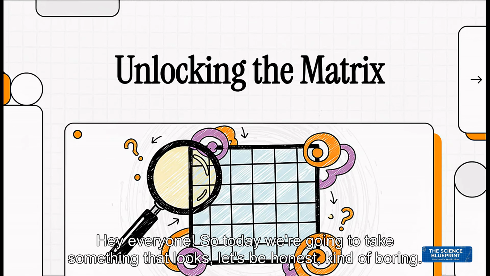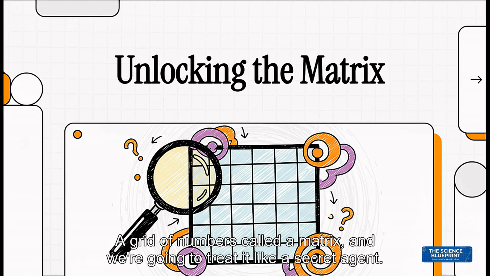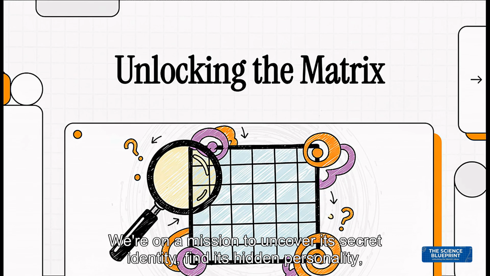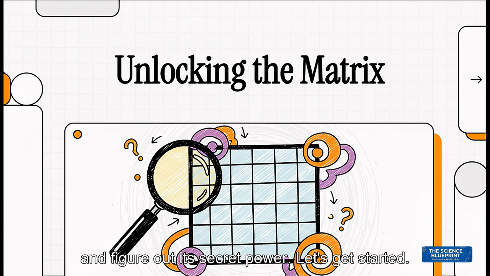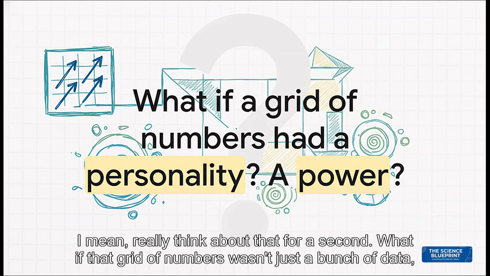Hey everyone! So today we're going to take something that looks, let's be honest, kind of boring. A grid of numbers called a matrix, and we're going to treat it like a secret agent. We're on a mission to uncover its secret identity, find its hidden personality, and figure out its secret power. Let's get started.